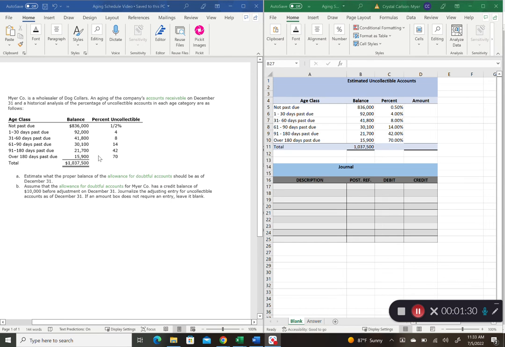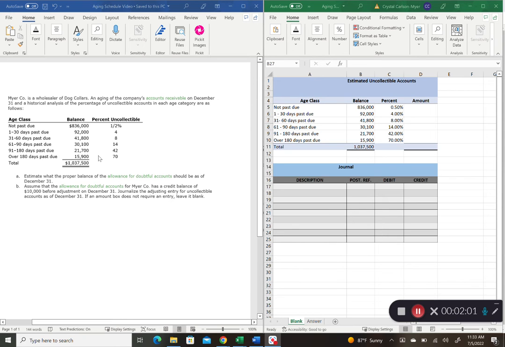What that means is they're analyzing their accounts receivable. You can hear my dog in the background right now. He just woke up. So they're analyzing their accounts receivable to determine the amount that is going to be uncollectible. It's something they typically do at the beginning of the year to set aside part of their accounts receivable that they have determined is going to be uncollectible based off of past data.